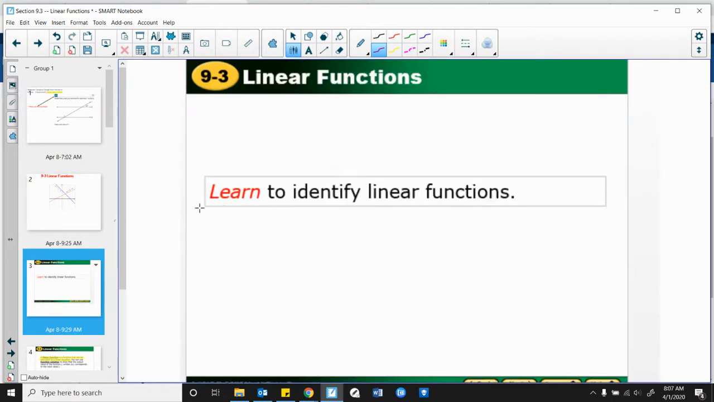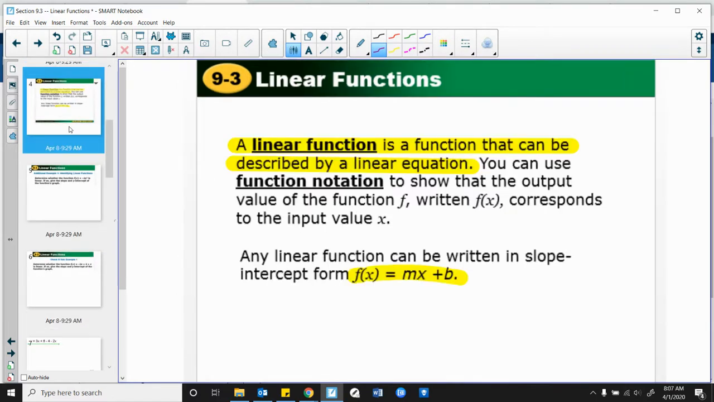Our objective here is to learn to identify if a function is linear. There's one definition that I'd like you to write down: a linear function is a function that can be described by a linear equation. What's our linear equation then? The form that it has to be in is y equals mx plus b. Put in the simplest terms I can, any linear function can be written in slope-intercept form.